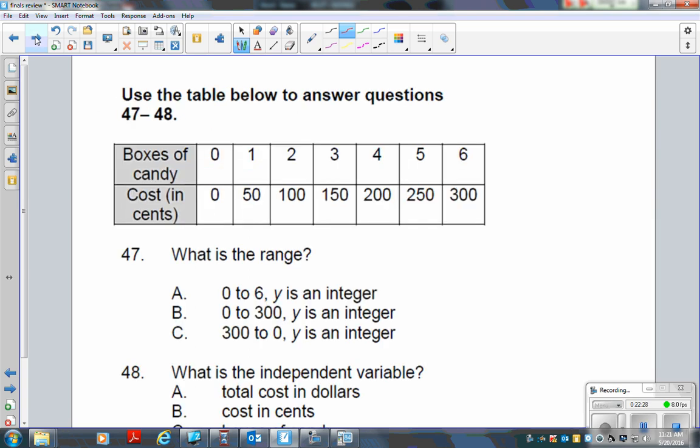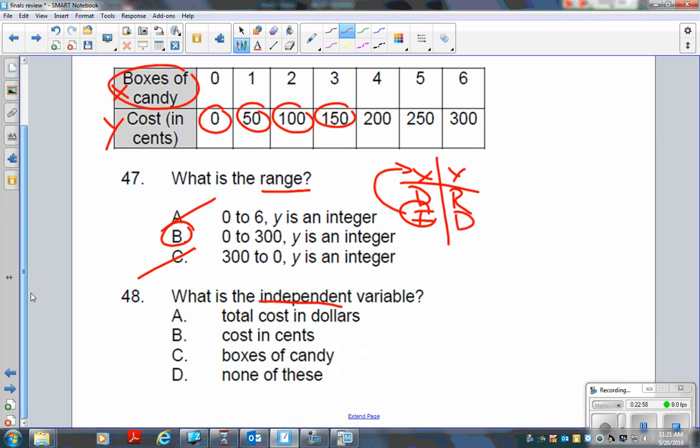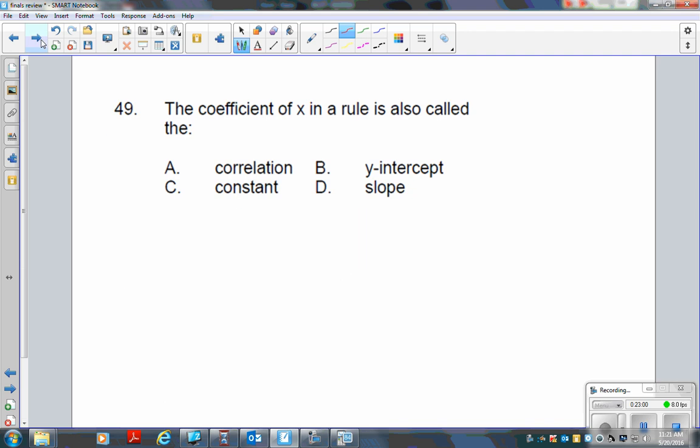All right, so domain and range, we actually draw a table, and I want to grow up, I want to be a doctor. So the range is the y. This is x, this is y. So the y is 0, 50, 100, 150. So this is wrong. This is backwards. This is your answer. Doctors wear their ID. So if they want the independent variable, that's your x. X is boxes of candy. Again, coefficient.